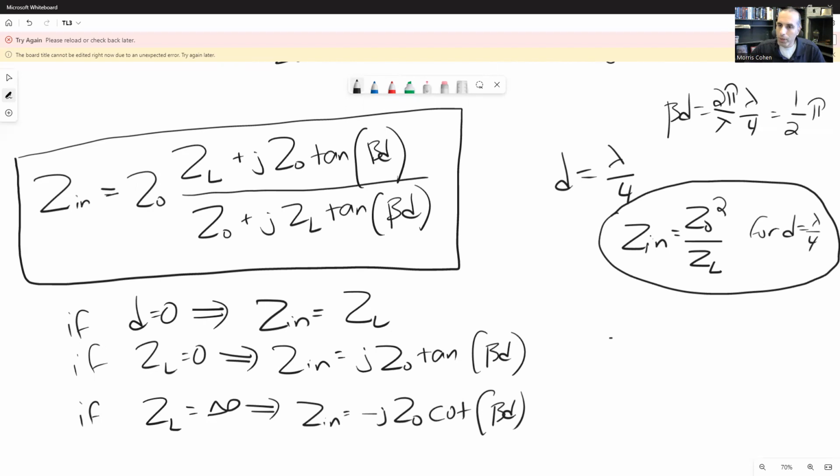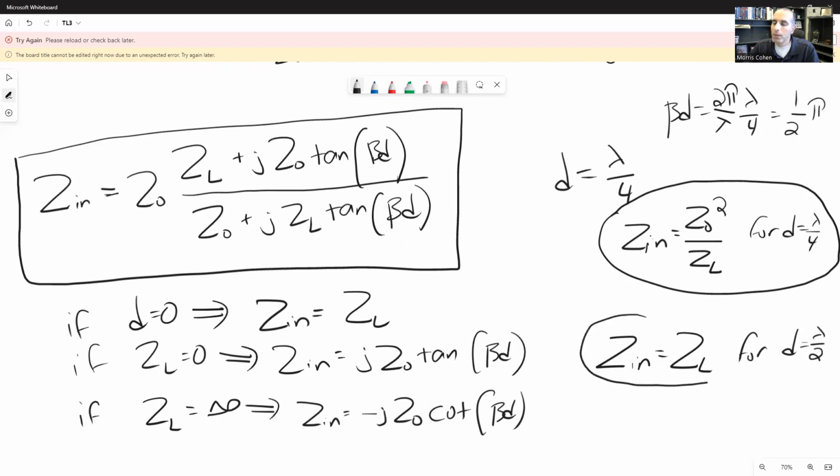But I'm going to give you one more thing, which is Zin again equals ZL for d equals lambda over 2. At the half wavelength point, you're back to where you were at d equals 0. In other words, it's just as if you have the load there. And we'll see that a little bit more in a second.